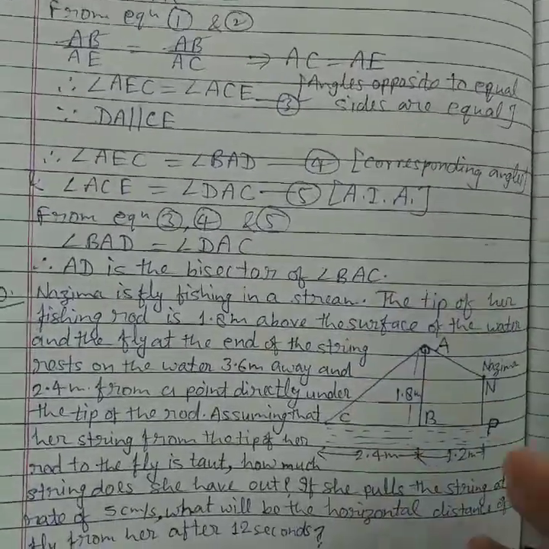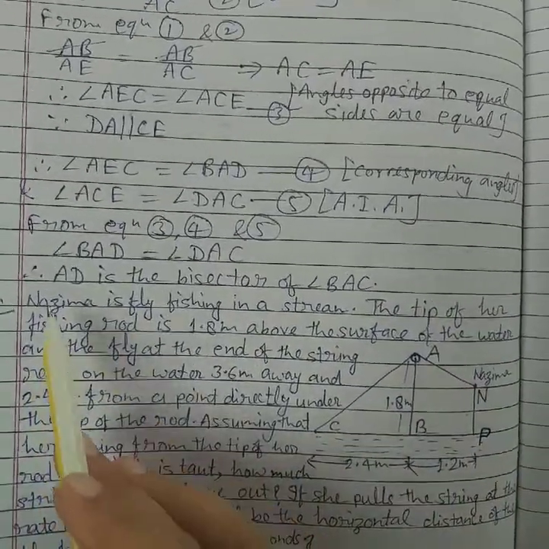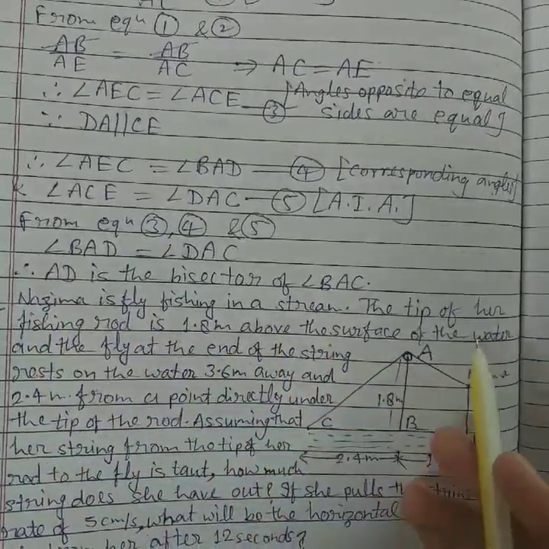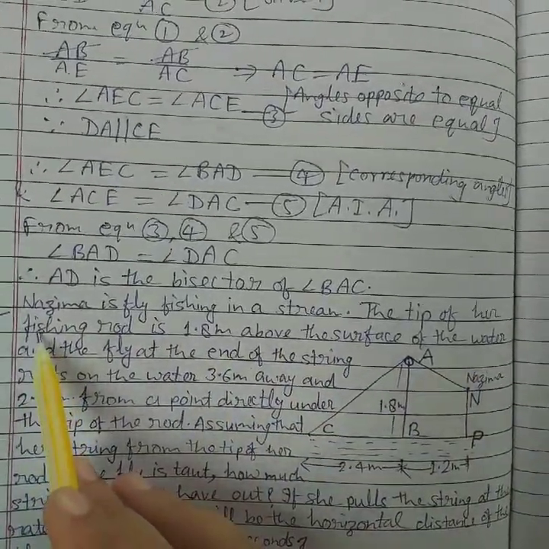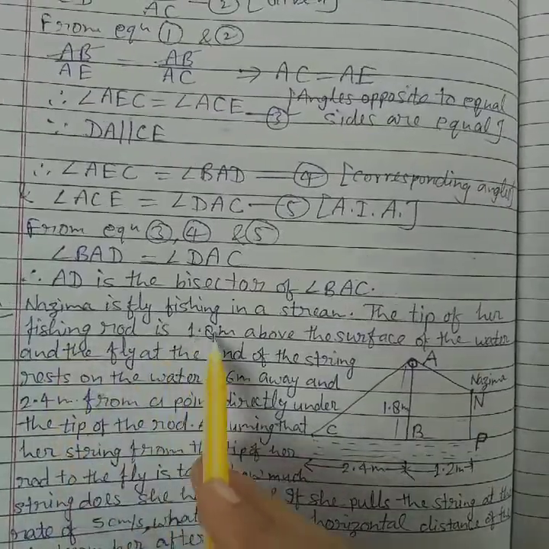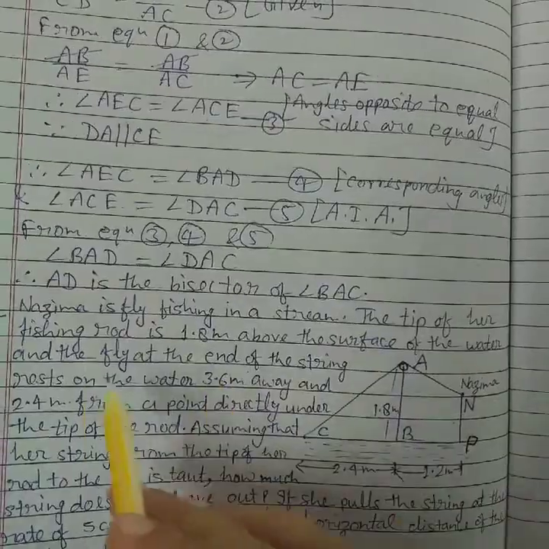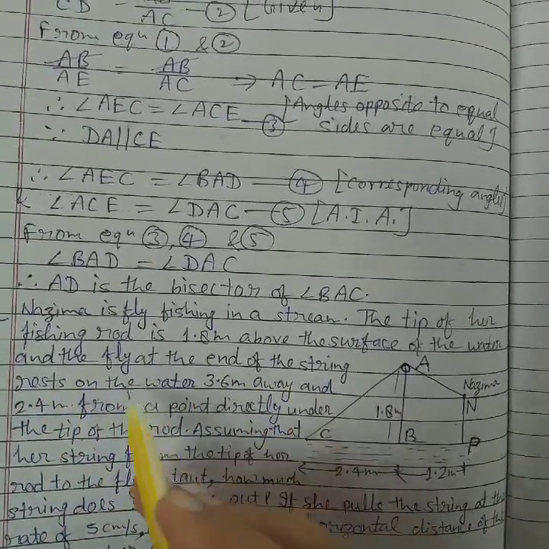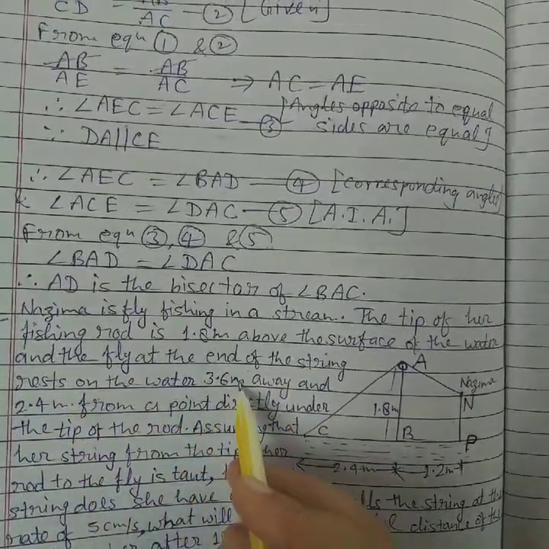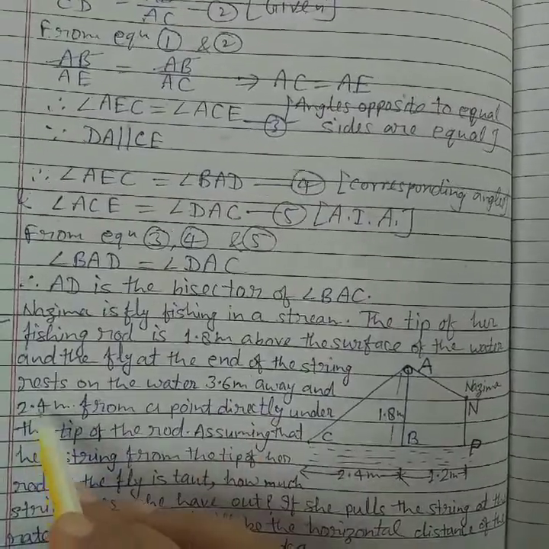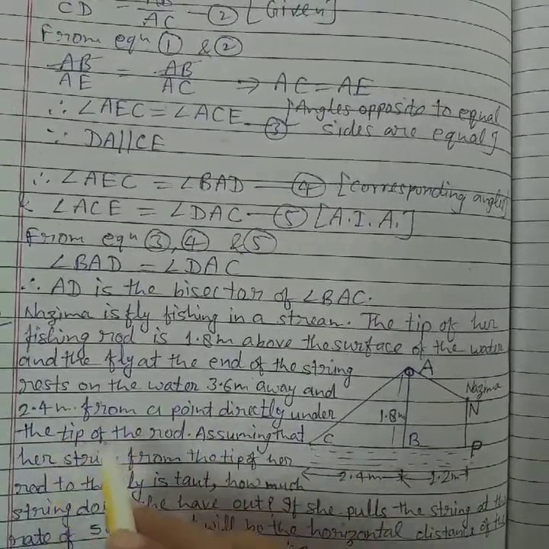Question is very lengthy. So we write here, Nazima is fly fishing in a stream. The tip of her fishing rod is 1.8 meter above the surface. Surface से 1.8 meter above है of the water, and the fly at the end of the string rests on the water 3.6 meter away and 2.4 meter a point directly under the tip of the rod.